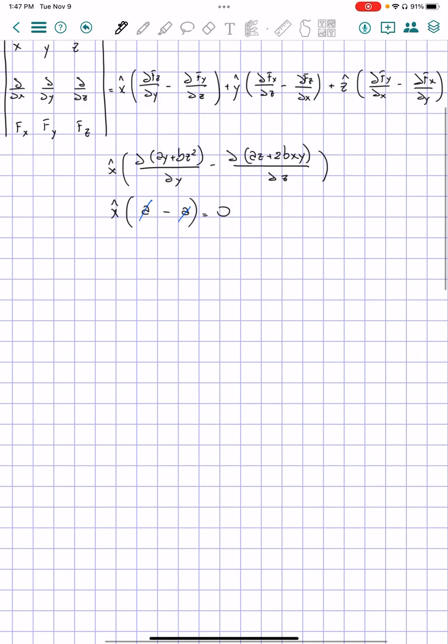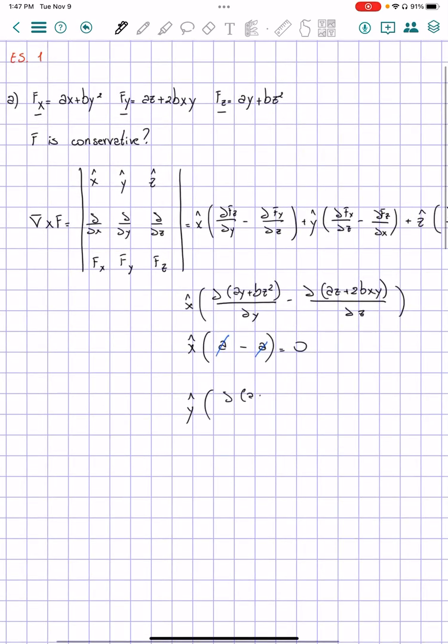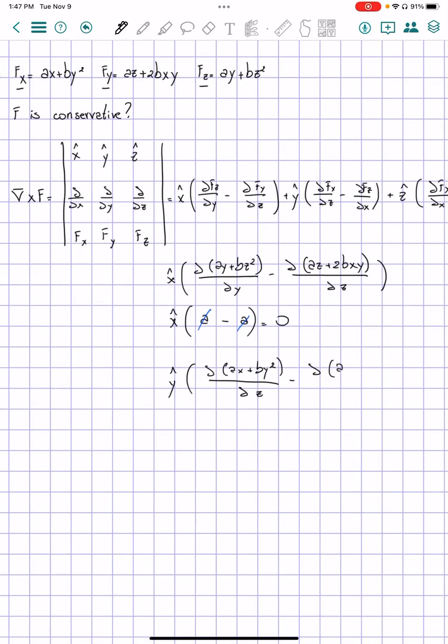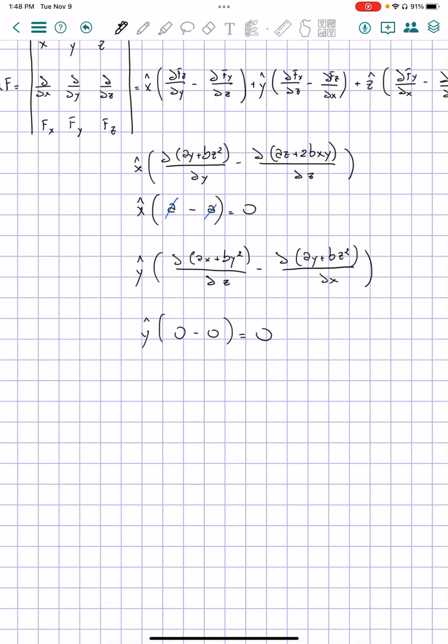Now for the y hat instead, I have d of f of x, which is ax plus by squared over dz, minus d of f of z, which is ay plus bz squared over dx. So we're going to have from the first one, for the y hat, we obtain 0 minus the second one that obtain 0. So this one is equal to 0. So far it's looking like it is conservative force.